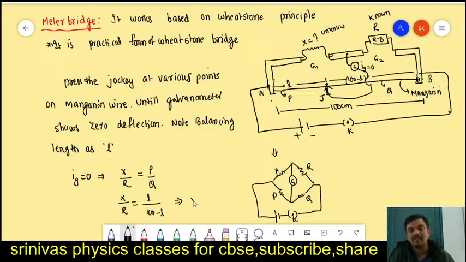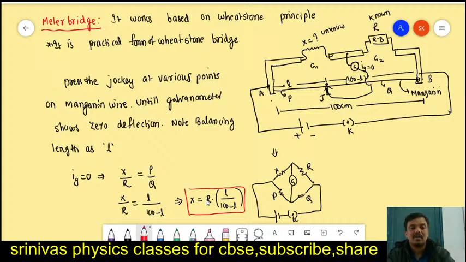Finally, we will get the formula for X. X is equal to R into L by 100 minus L. This is the formula to find the unknown resistance. This formula we will use to find the unknown resistance. In this formula, what is R and what is L?